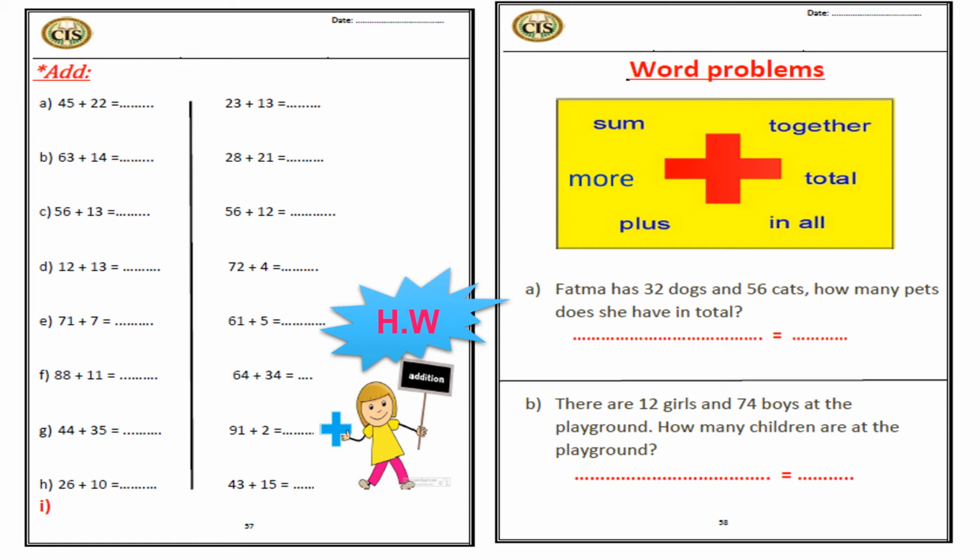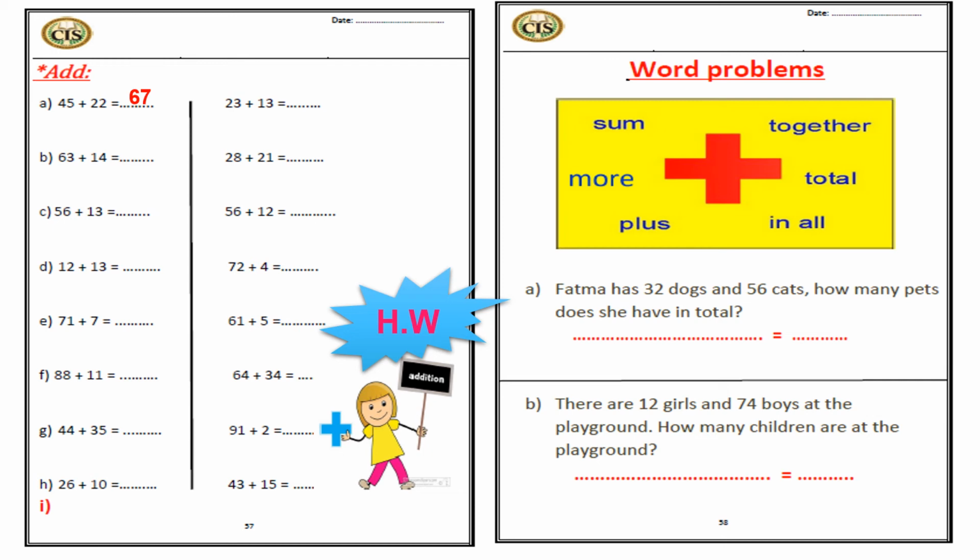Page 57, let's add together. In letter A we have 45 plus 22. As we did before, ones with ones, tens with tens. So in ones place we have 5 plus 2 equals 7. In tens place we have 4 plus 2 equals 6. So the sum is 67.